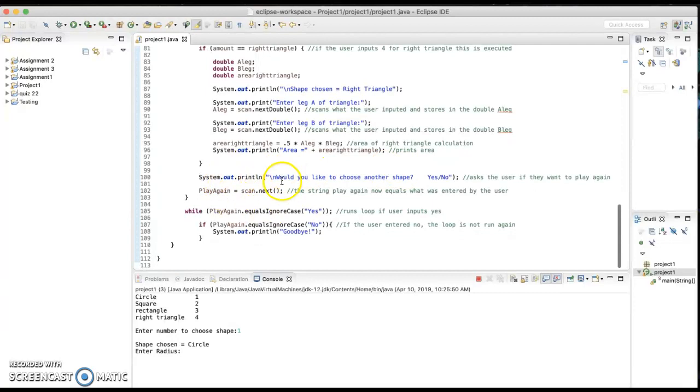And so then it asks if the user would like to choose another shape to do. And if they type in yes, then it'll run the loop again. If they enter no, then it'll just say goodbye.